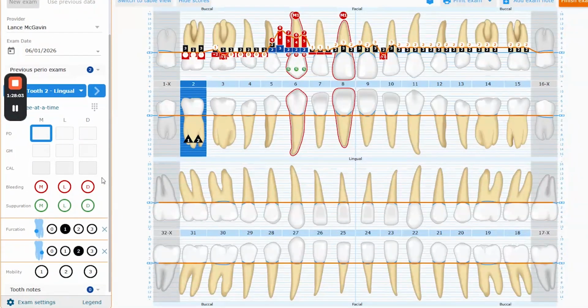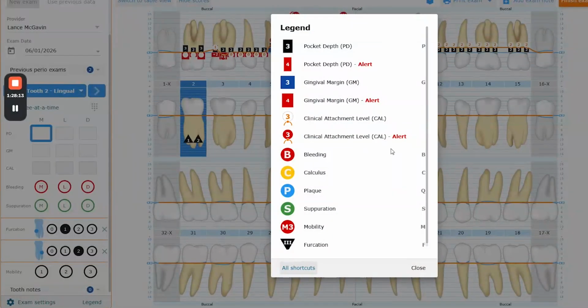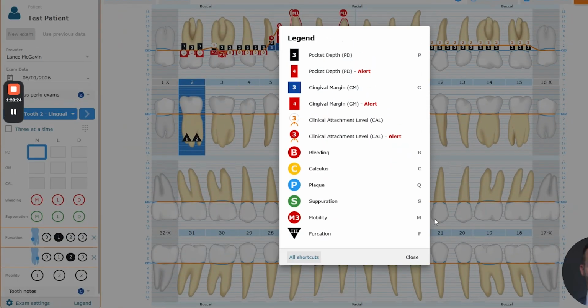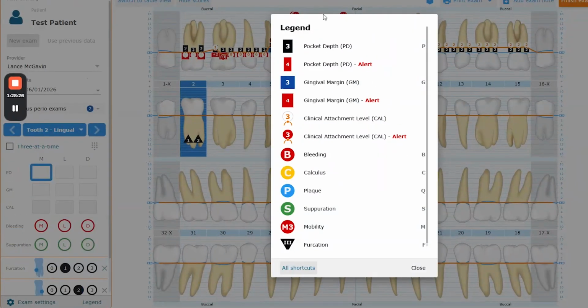And then finally, I want to show you some tricks you can use. There's this legend down here in the corner. It says legend, click on that. It's going to show you exactly what all these things mean. So this black value is a pocket depth that's less than 4. If it's a pocket depth that's 4 and over, it's going to be a red value rectangle.